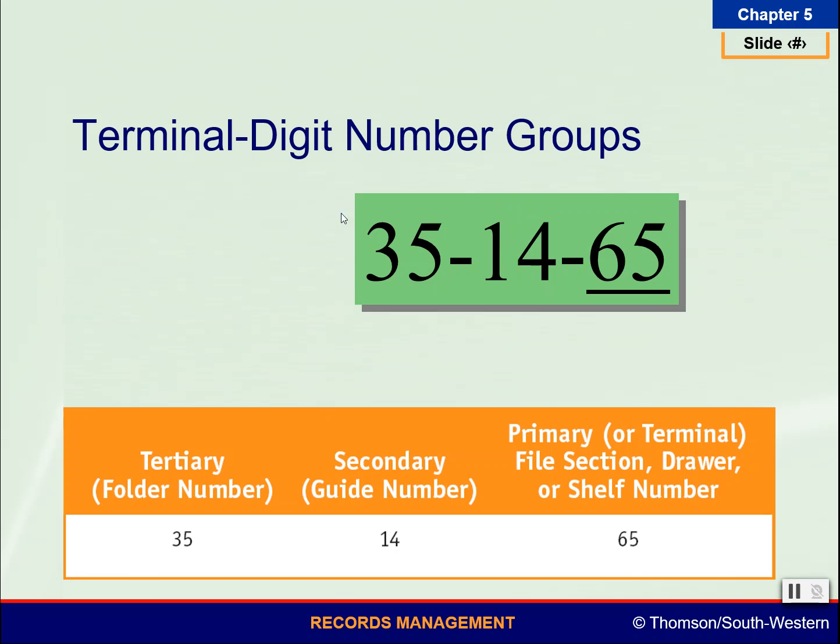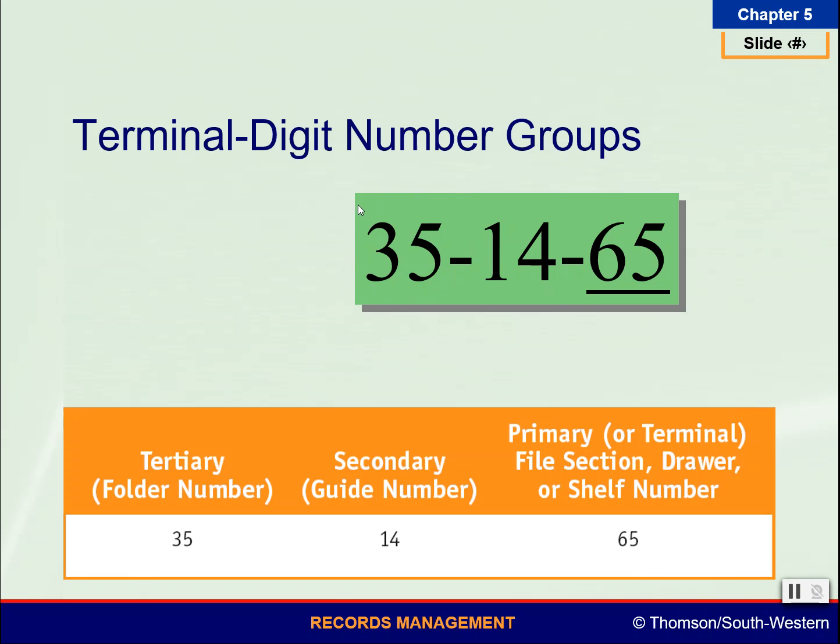So when we call it a terminal digit number, the last 2 digits, which is 65, or if it is a 3 digit number, which is 651, is what we call the primary. So 65 is the primary number. And for the second unit, we need to read this number from the right to the left. So 65 is the primary, 14 is the second unit, and 35 is the third unit.